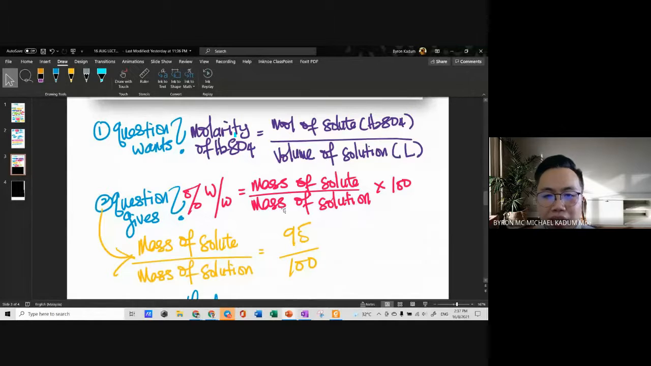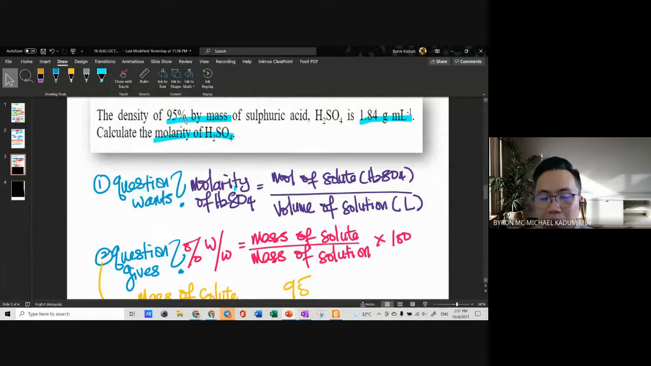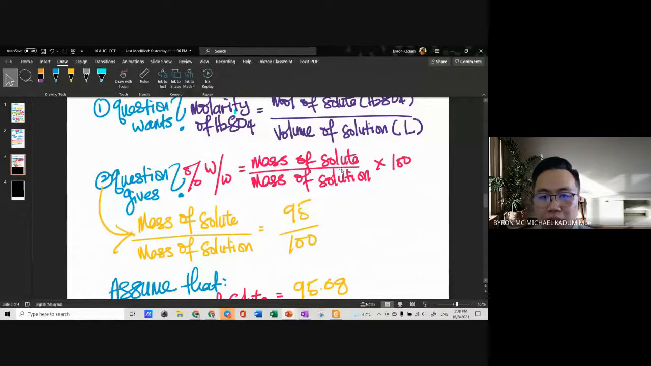Okay, so the question gives percentage by mass. It doesn't say so over here, but you have the 95% by mass. In your syllabus, we only have 5 concentration measurements: molarity, molality, mole fraction, percentage by mass, and percentage by volume. So if you see percentage over here, it's either percentage by mass or percentage by volume. Obviously, it's going to be percentage by mass. Okay? So mass of solute over mass of solution.